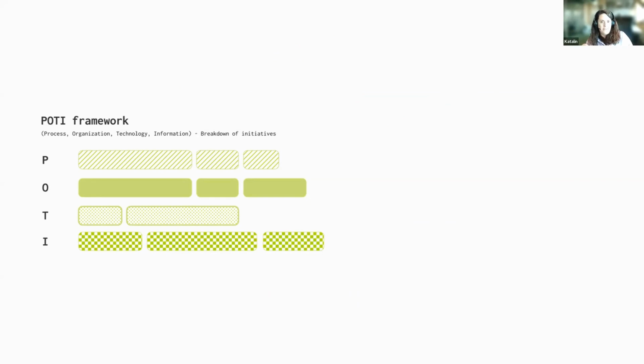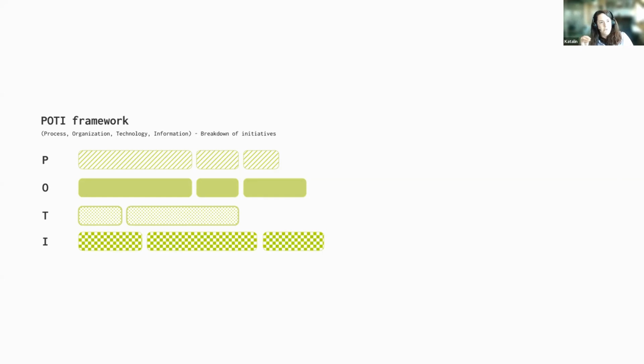So this blueprint had a lot of moving parts with a lot of complexity, as you might imagine. So our challenge with this was, oh my God, how do we simplify this? How do we bring this into reality and over to implementation? So that's where we brought in a framework that is called the POTI framework. And this is really a framework from program management. This stands for Process, Organization, Technology, and Information.